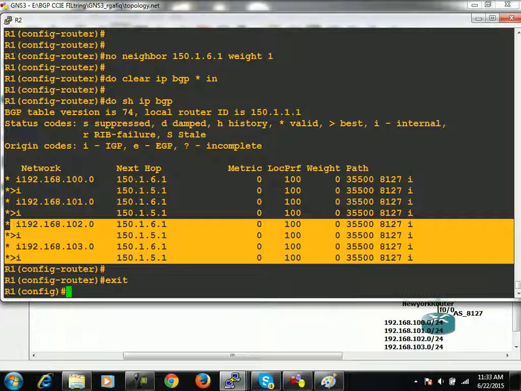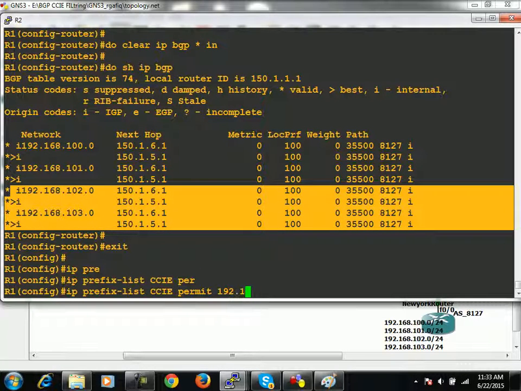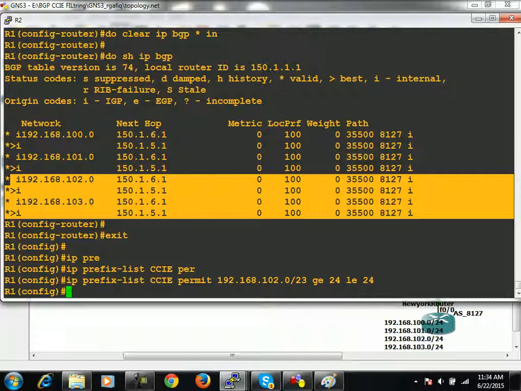For doing that, say ip prefix-list, let's say CCIE permit 192.168.102.0/23. Both 102 as well as 103 will come in this range. ge 24, le 24, because all of them are coming on /24, isn't it? So I have permitted all these prefixes inside this prefix list now.